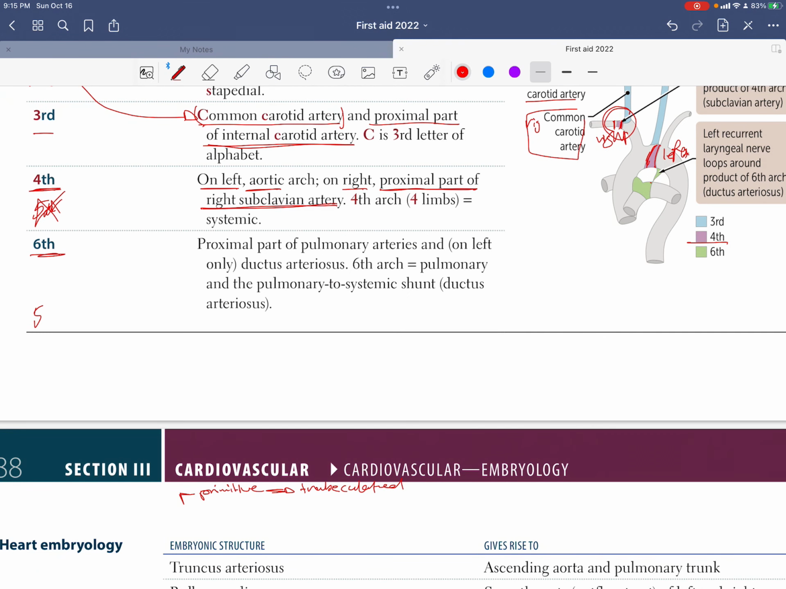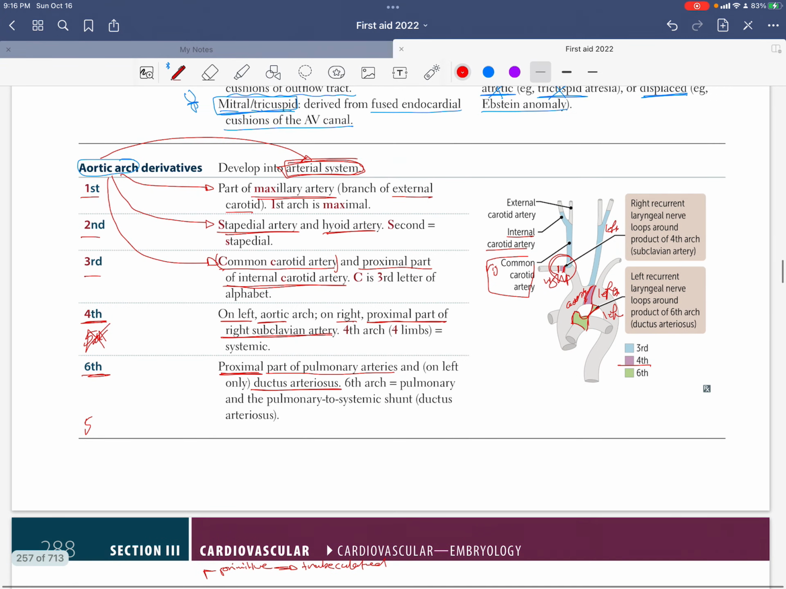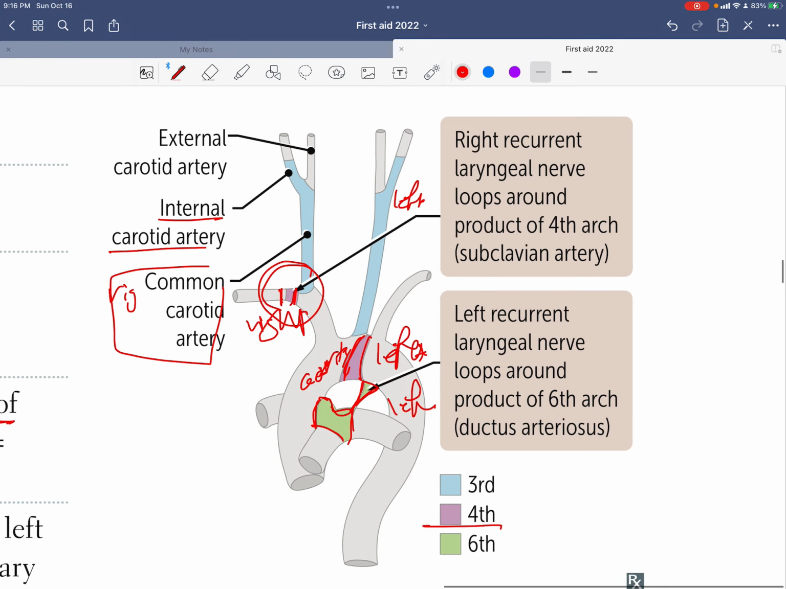And for the sixth derivative, the proximal part, which means proximal to the heart, which is this green piece over here, gives the proximal part of the pulmonary arteries. And on the left, this little triangle over here is the ductus arteriosus. Our ductus arteriosus is the duct that connects the pulmonary arteries, or pulmonary trunk actually, with the aorta. And that's it.